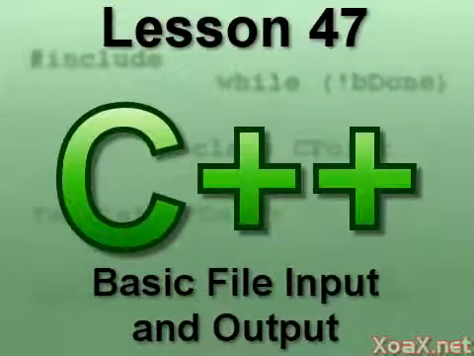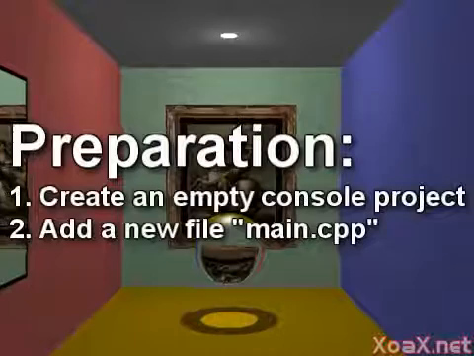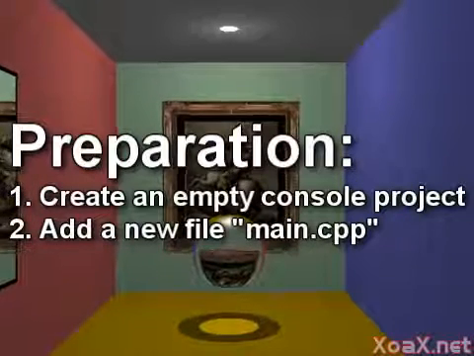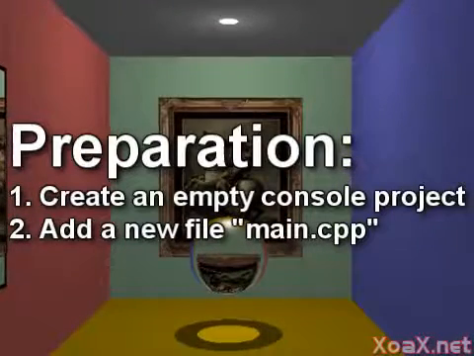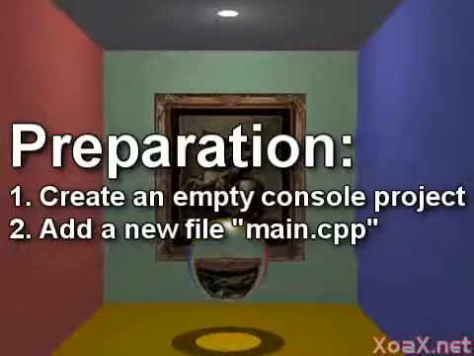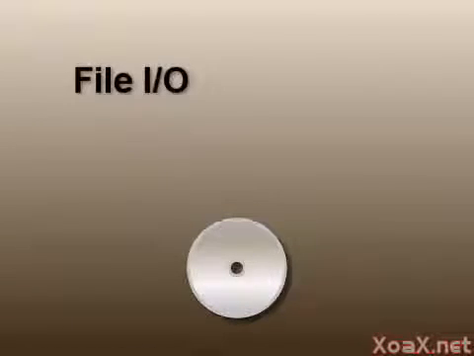Lesson 47, Basic File Input and Output. To follow along with this lesson, you will need to create a new console project and add a new file named main.cpp to it, as we did in Lesson 1. In this lesson, we demonstrate how to take input from and send output to a file. The subject of file I/O runs deep, but we are going to limit ourselves to what we need for now and put off the rest until later.